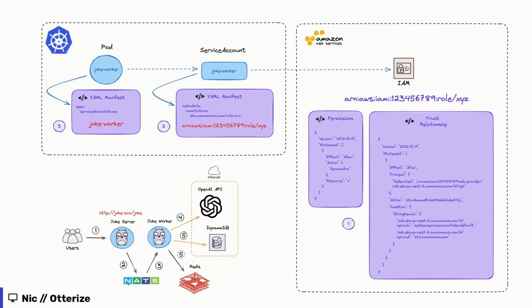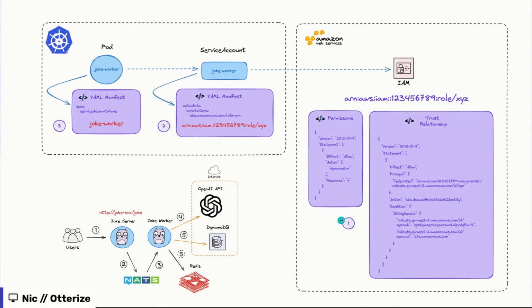To get the joke, the joke server is publishing a message on the NATS queuing system. That message gets picked up by the joke worker, who is subscribing to that particular queue. And then the joke worker will do two things, actually three things. It's gonna call the OpenAI API to generate the joke itself. Then it's gonna store it into both Redis and DynamoDB, and finally send the response back to NATS. And then the joke server receives it and serves it to the user.